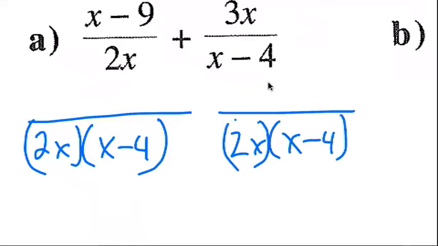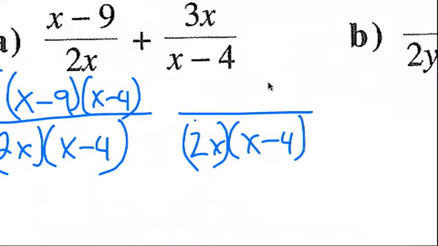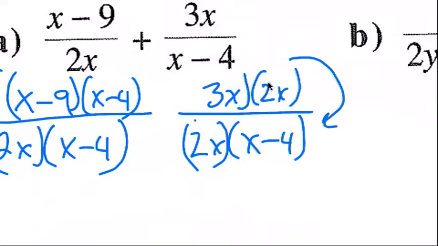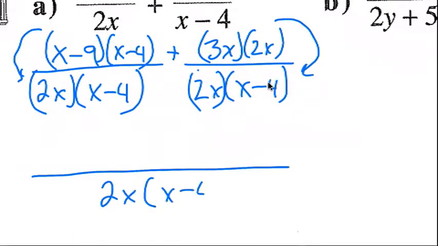What do I multiply 2x by to get to 2x times x minus 4? Well, I multiply by x minus 4. So this is going to be x minus 9 times x minus 4. What do I multiply x minus 4 by to get 2x times x minus 4? Well, I multiply by 2x. 3x times 2x. That's a plus sign. Now they're on the same denominator, so I can go 2x, x minus 4.